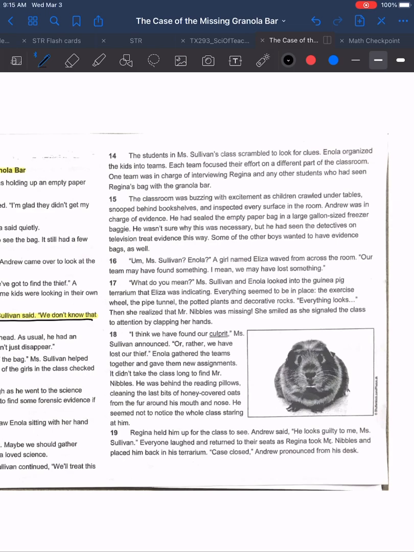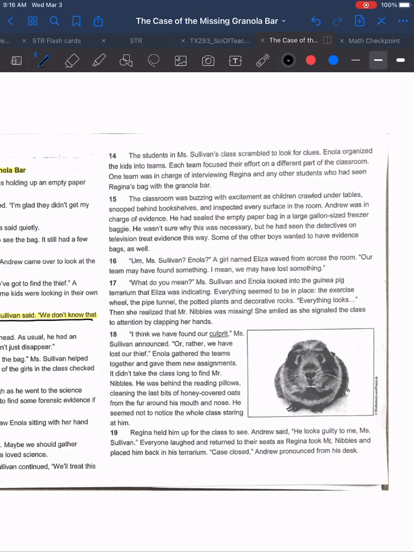He had sealed the empty paper bag in a large gallon-sized freezer baggie. He wasn't sure why this was necessary, but he had seen the detectives on television treat evidence this way. Some of the other boys wanted to have evidence bags as well. "Miss Sullivan, Enola," a girl named Eliza waved from across the room. "Our team may have found something. We may have lost something."